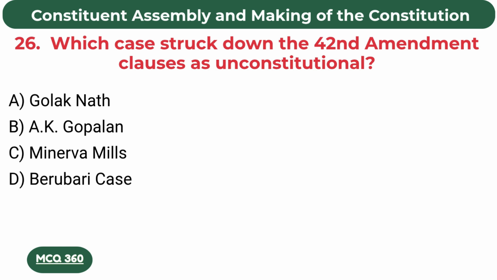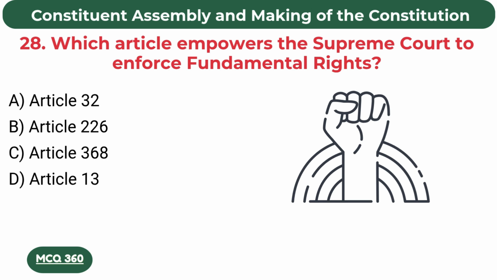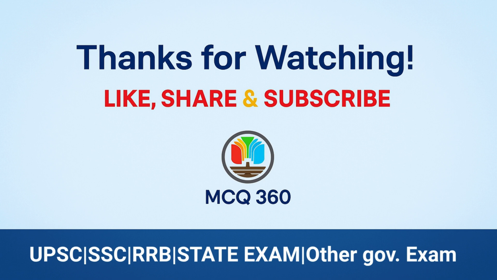Which case struck down the 42nd Amendment clauses as unconstitutional? Minerva Mills. Which of the following is a feature of the basic structure of the Indian Constitution? Judicial review. Which article empowers the Supreme Court to enforce fundamental rights? Article 32.